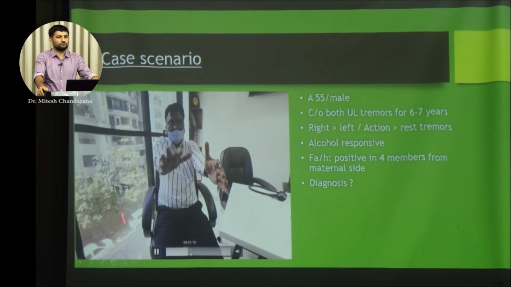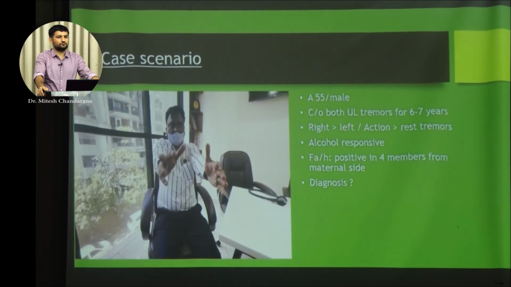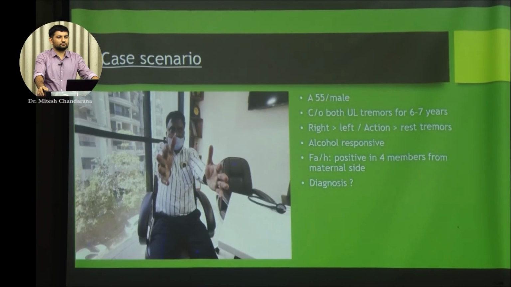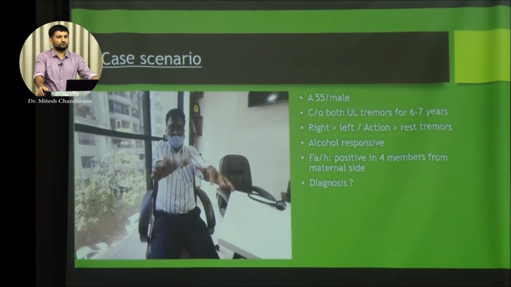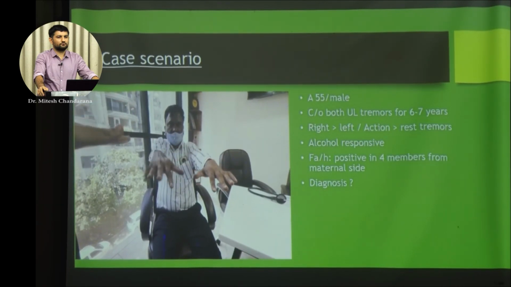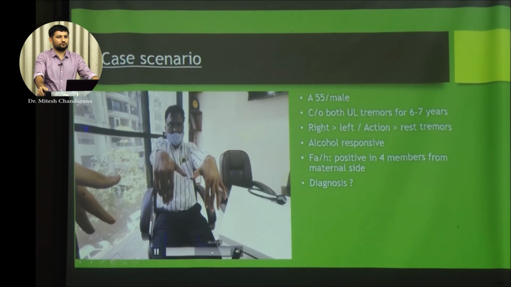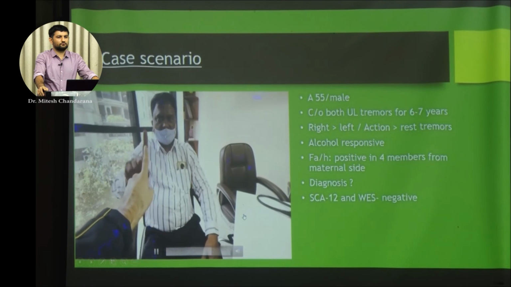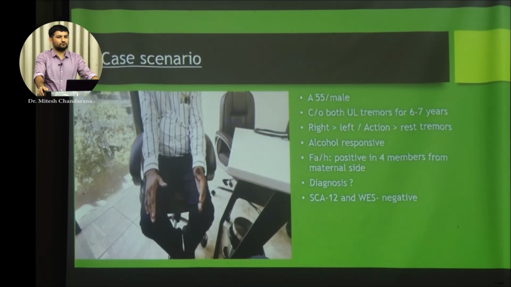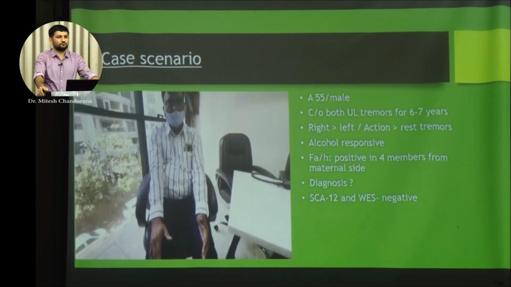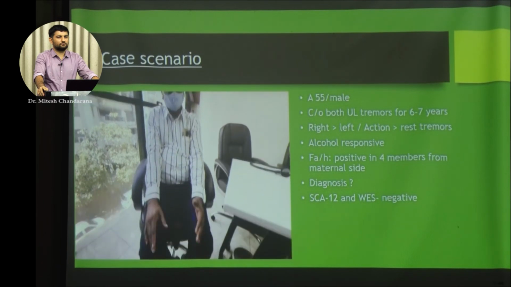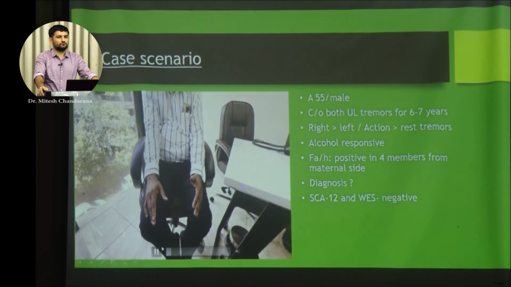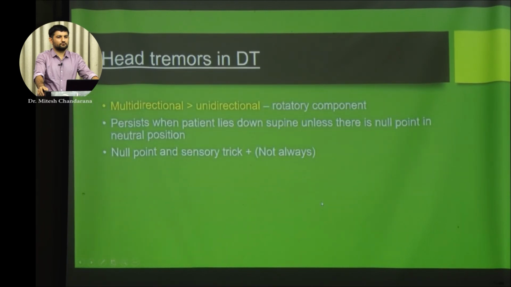And here we see that frequency changes with the change in the direction of the hands. So that is a characteristic feature of dystonic tremor. So this was a familial dystonic tremor case. I did his SCA12 study also, that was negative, and whole exome sequencing was also negative. So a single gene still has not been identified in certain kinds of cases.